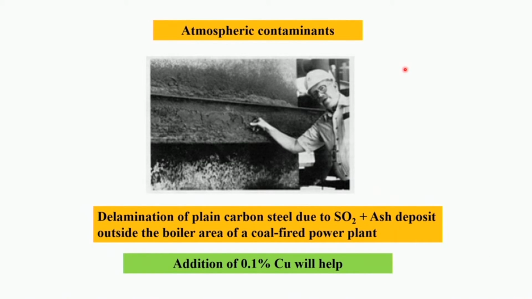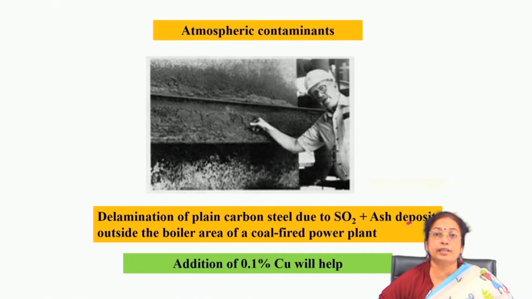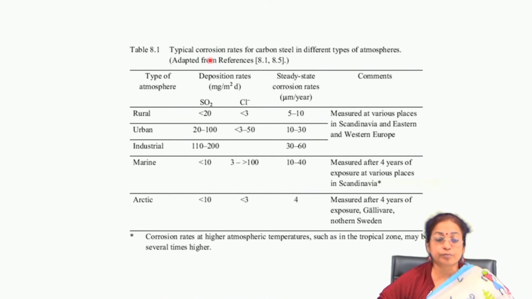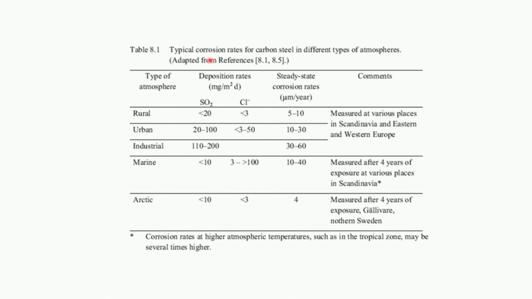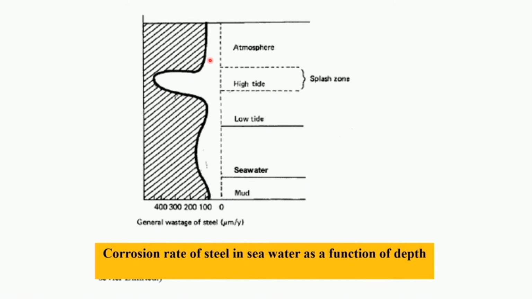Similarly, this is the case for plain carbon steel, which has corroded due to sulfur dioxide and ash deposit outside the boiler area of a coal fired power plant. See how corrosion can be severe, but this is more or less uniform, or the rate of attack is uniform all throughout the surface. So, as I mentioned to you, uniform corrosion is very easy to measure, and it depends on the environment the component is subjected to.